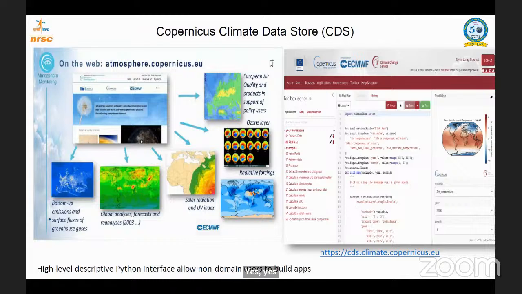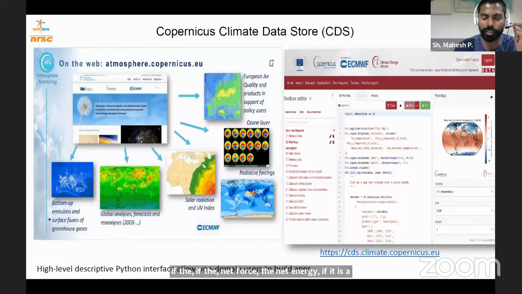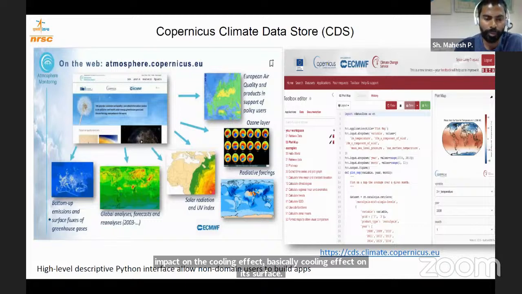Yes, thank you. So the radiative forcing is nothing but the energy difference, like the outgoing long wave radiation versus the incoming short wave radiation. If the net energy is positive, it will have a positive forcing on the Earth surface. If it is a negative energy, then it will have a negative impact, basically a cooling effect on Earth surface. So for example, two parameters I'll explain here.